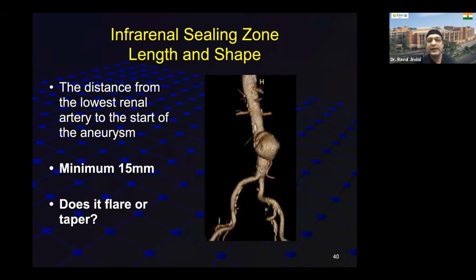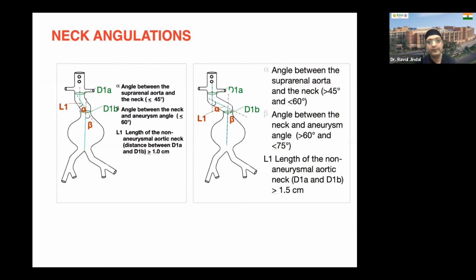Then also look into the length and the shape. Now, the length of the infrarenal neck means the distance from the lowest renal artery to the start of the aneurysm. We must have at least 1 to 1.5 centimeter of what we call the landing zone, because otherwise the seal will not be very good. Also look at, does it flare or taper? Because depending upon that, you can see how good the fixation will be there.